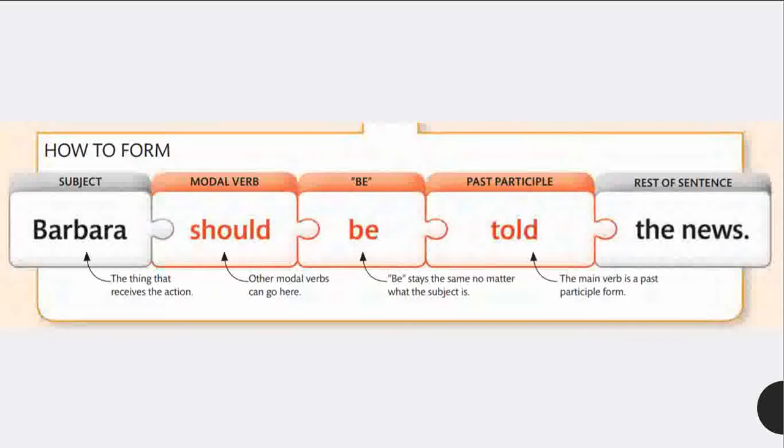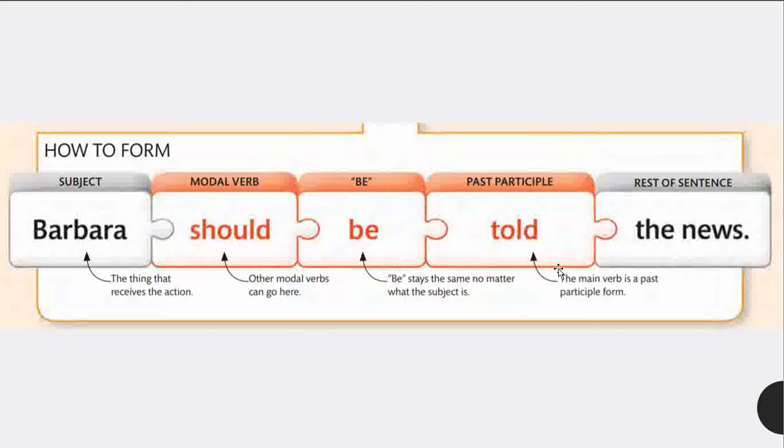Now let us see how this sentence is constructed. Let us analyze the structure. The subject is the noun or pronoun, the thing that receives the action. The modal adds stress or emphasis on the action, and the emphasis is more towards the person who receives the action. Then we have the be form that stays the same no matter what the subject is. The past participle is the main verb in the past participle form, and then we have the rest of the sentence.